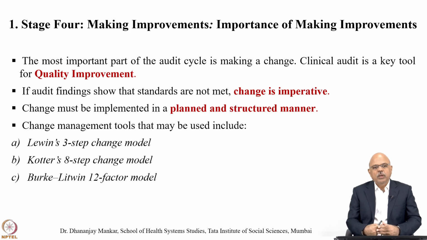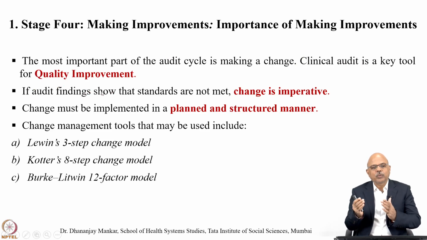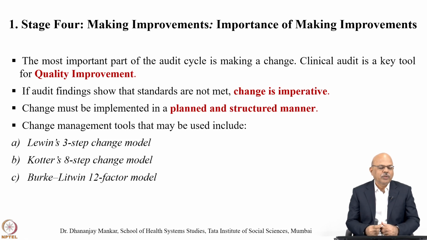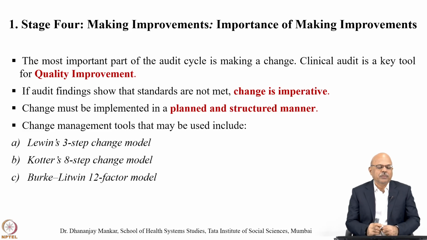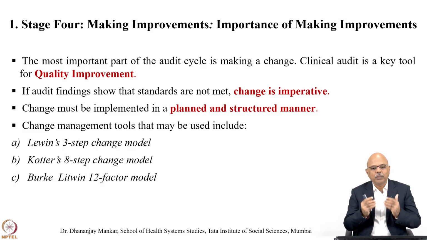So in stage 4, we are trying to understand the importance of making improvements. The most important part of the audit cycle is making a change. A clinical audit is a key tool for quality improvement. So when we are expecting a quality improvement, there is an audit cycle which needs to go through a change. If the audit findings show that standards are not met, change is imperative. So change must be implemented in a planned and structured manner. We expect a change and we should try to implement the change.